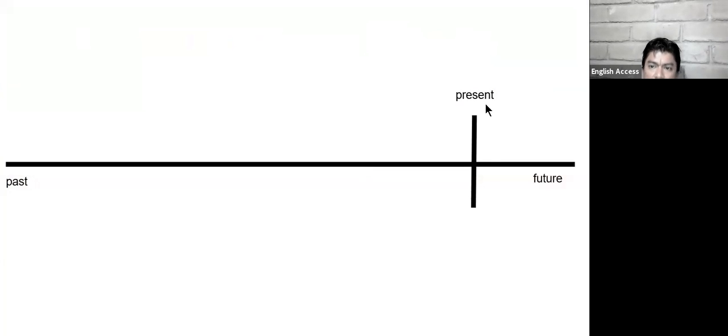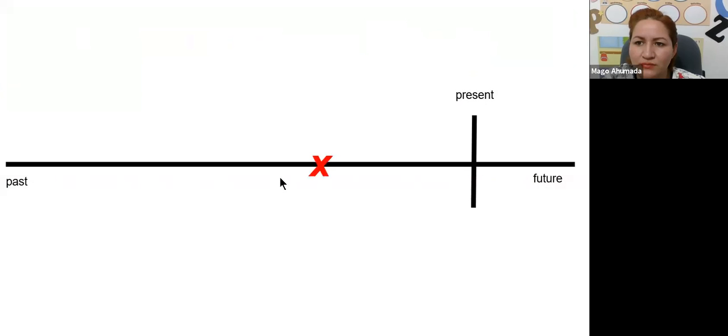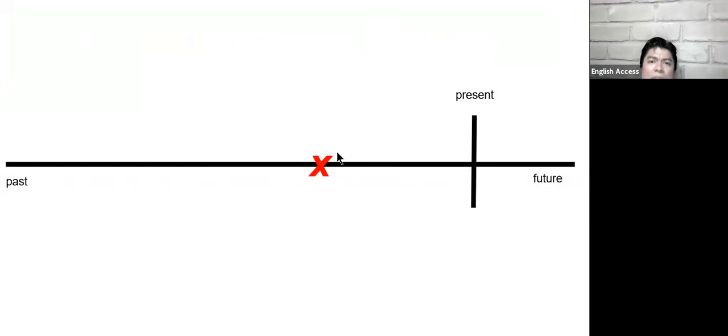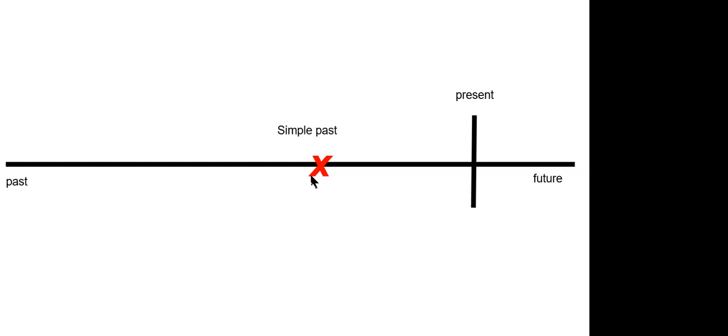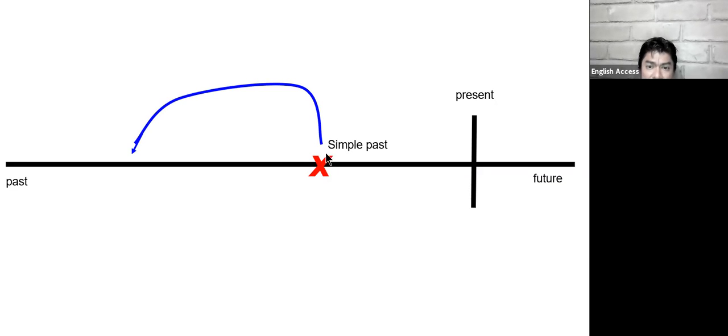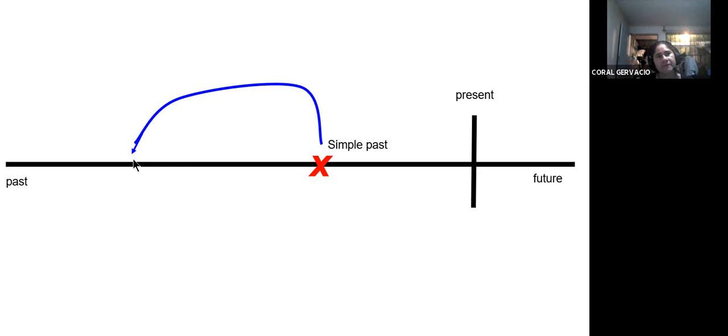Here is a timeline, guys. Present, future, and past, okay? Everybody there? This is a moment in time before the present. So what tense is this? Simple past. And if we have a moment in simple past and another moment before that, what tense is this? Past perfect. There you go.